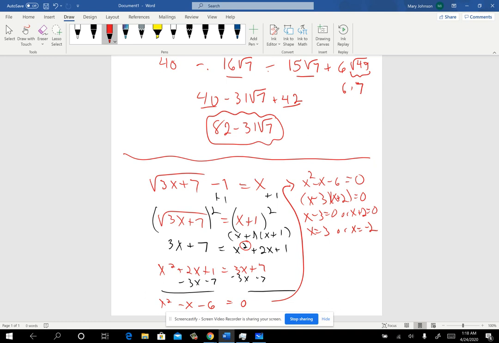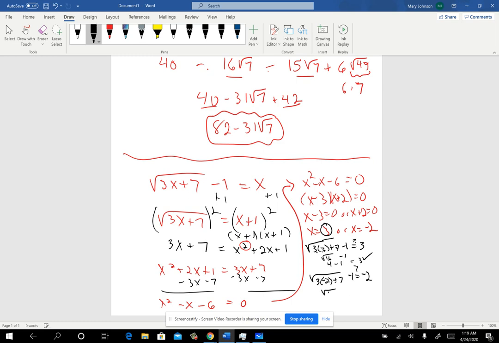Okay. All right, now what you need to do though is you need to check these. And so you have to go to the original problem, and you have to think if you put in 3 everywhere there is an x, does it work? And then you have to do the same for the negative 2. If you put a negative 2 everywhere there is an x, does it work? Okay, so this would be 9 plus 7. That would be square root of 16 minus 1, which is 4 minus 1 does equal 3. That one's good. This for sure works.